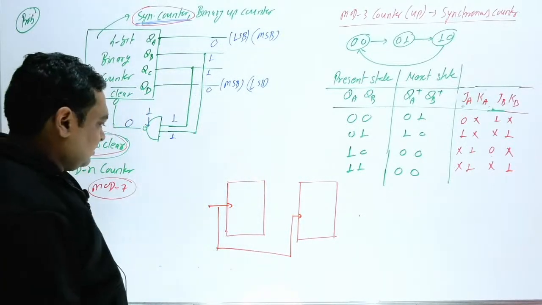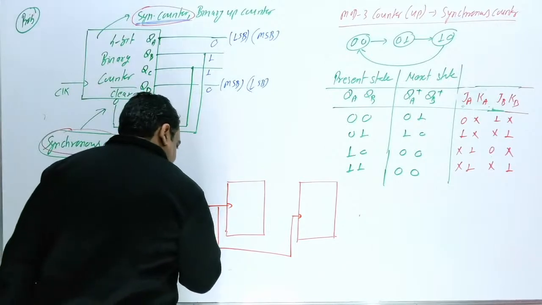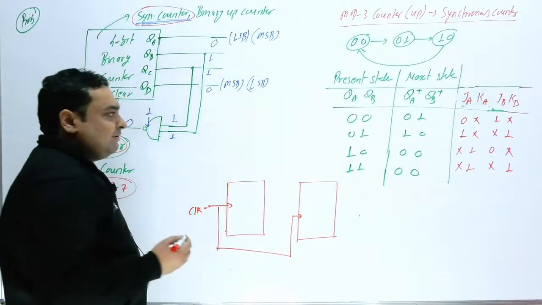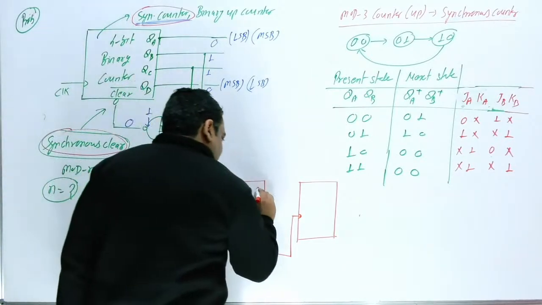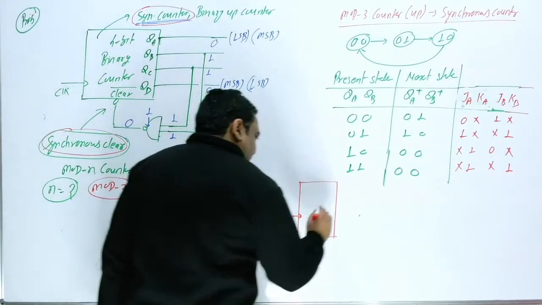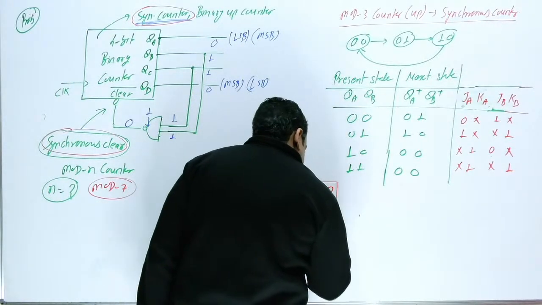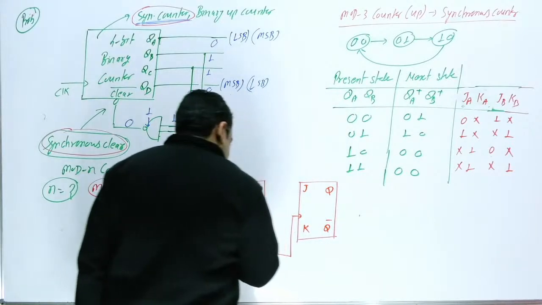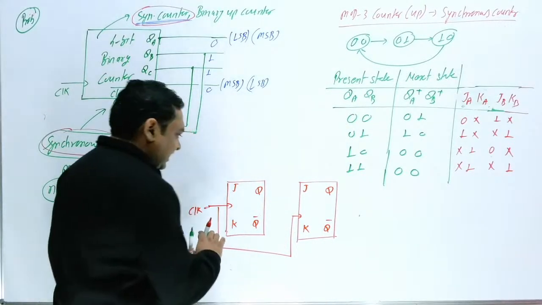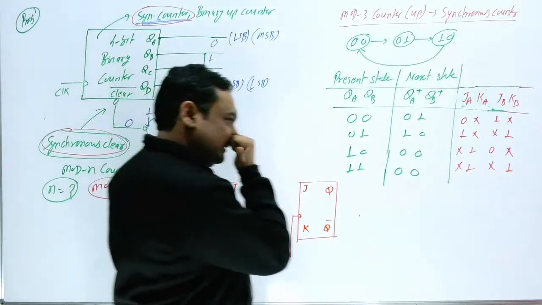So this is your clock. Which is A and which is B, we will write. Now this is Q and this is Q bar, this is Q and this is Q bar. This is J, this is K, and this is J and this is K. Now you just have to find out the values here.